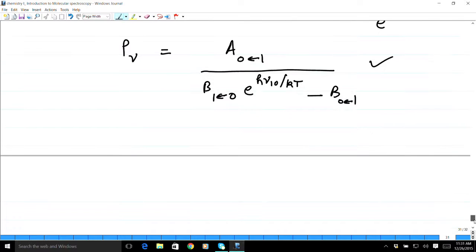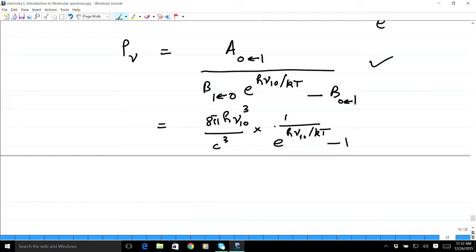But remember Planck's formula for thermal radiation in equilibrium with the hot body which is excited, and that is actually 8 pi h nu cube, in this case the nu is the nu 10, by c cube times 1 by exponential h nu 10 by kT minus 1. So, this is Planck's formula, and these two formulas make sense, and they are equal only if you notice that B1 to 0 is equal to B0 to 1.